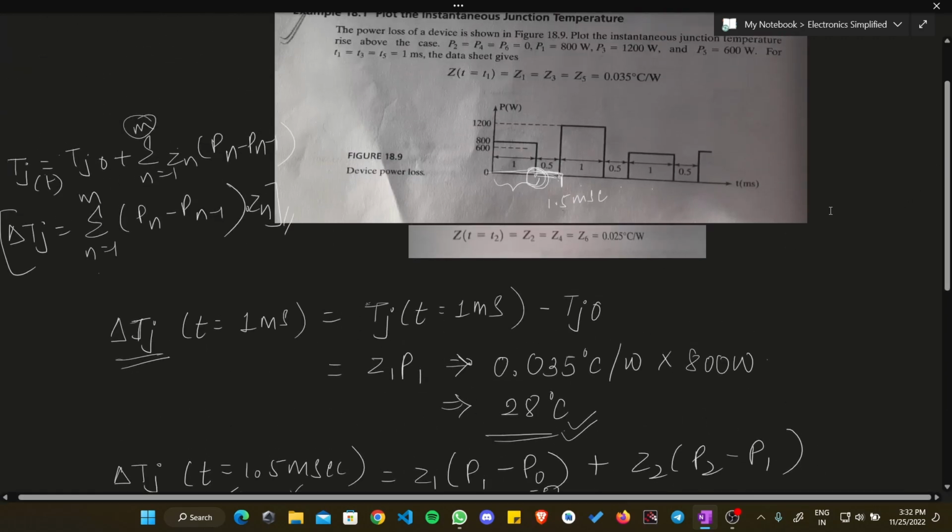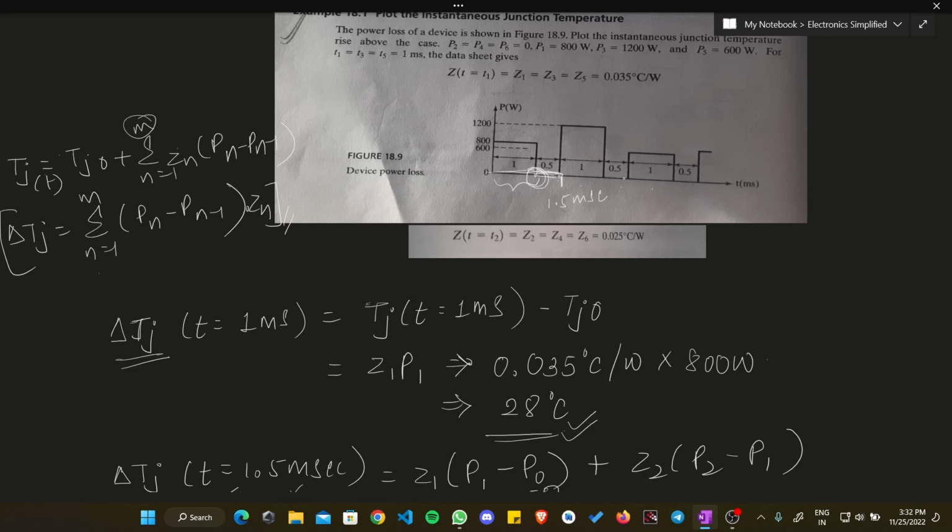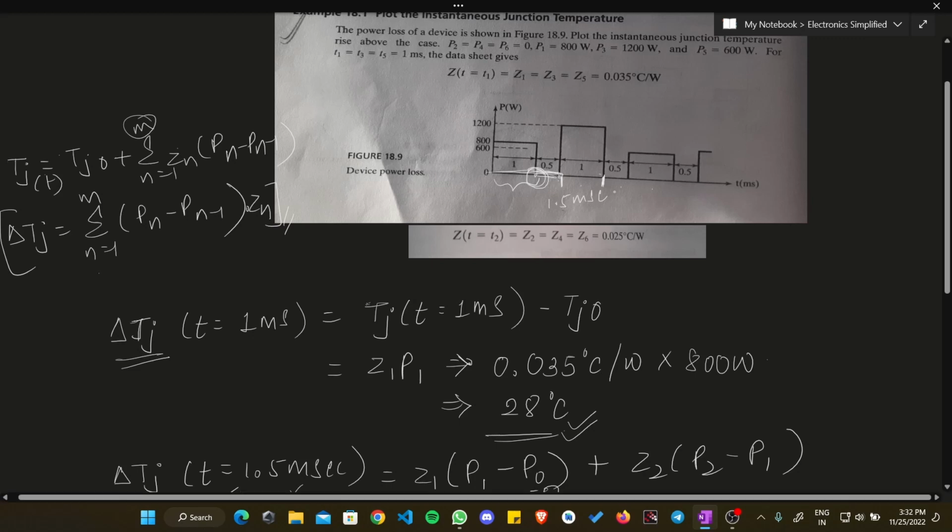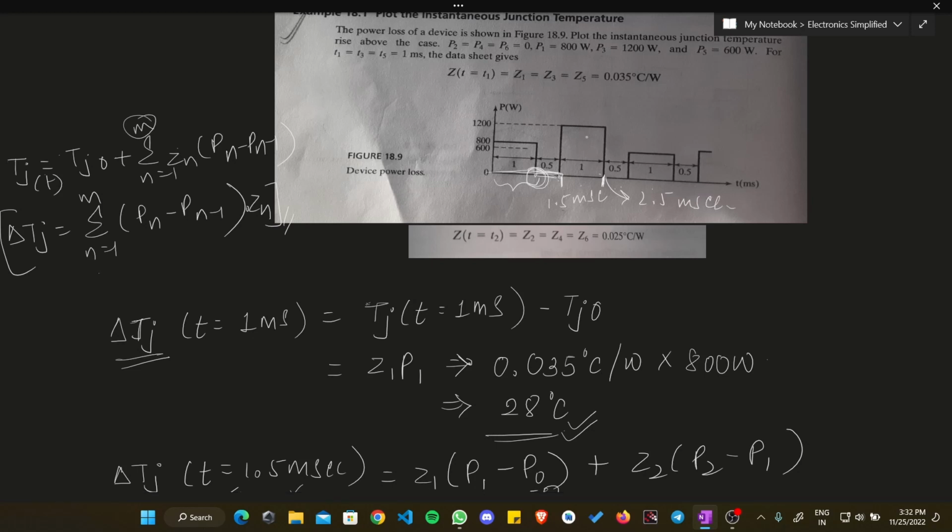Okay, so 2.5 millisecond means now 1.5 is over here, and 2.5 will be somewhere over here, right? If you look over here, this is the first pulse, this is the second, this is the third, this is the fourth, this is the fifth. So this is the third pulse. If we want to find the junction temperature at 2.5 millisecond, it will be equivalent to finding the junction temperature at the end of the third pulse. Can I say this? Yes.